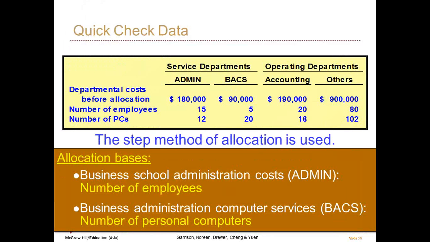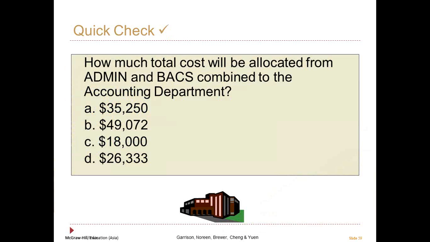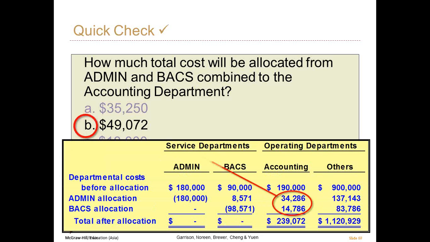Now we look at a question where we will use the step-down method of service department cost allocation. Here we see the same information we used in the direct method. Here's the question, using the step-down method of service department cost allocation. And the answer? Admin provides more services than BACs, so we will allocate it first.